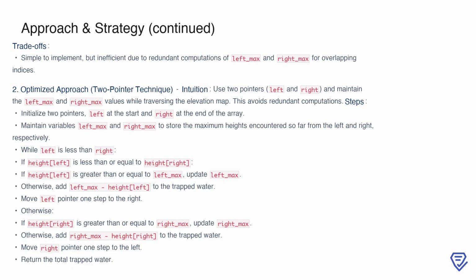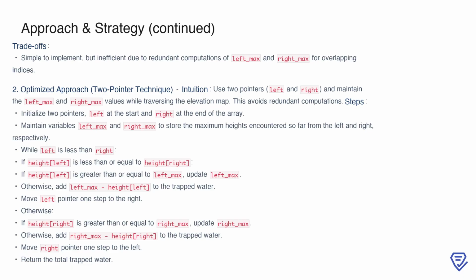This method eliminates redundancy by utilizing 2 pointers, left and right, which start at the beginning and end of the array, respectively. As we traverse the elevation map, we maintain 2 variables, left_max and right_max, to store the maximum heights encountered so far from the left and right. Depending on the current heights at the left and right pointers, we either update these maximums or calculate the water trapped.